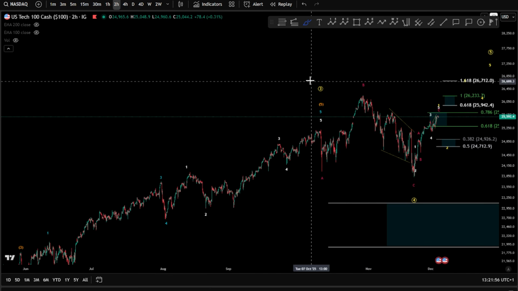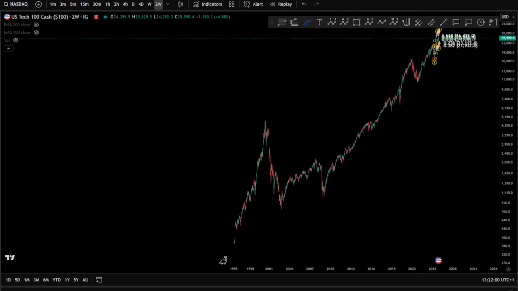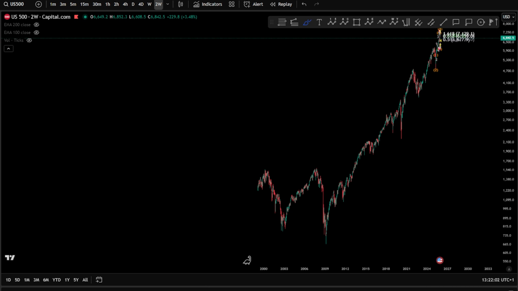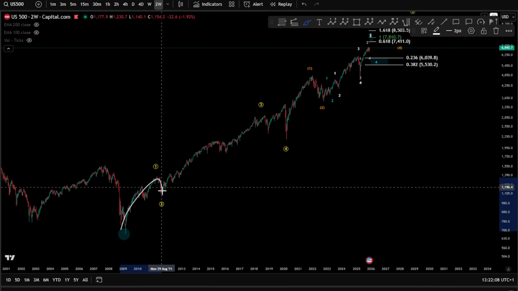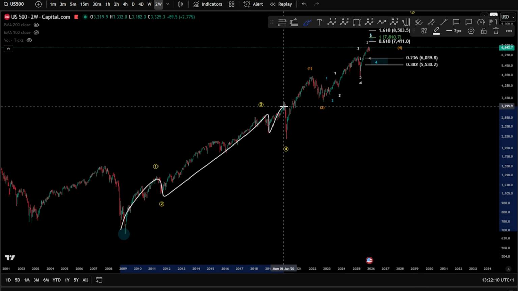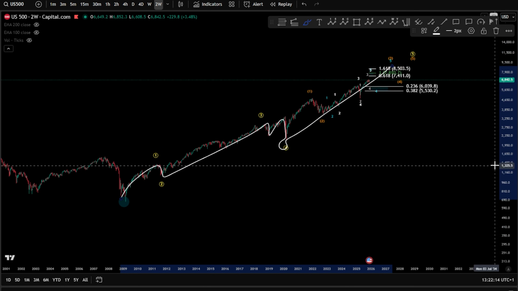And of course, let's watch what's going to happen if we go back to SPX here. So for SPX also on the all-time history, I'm looking also at this impulse as a wave 1, 2, 3, and then of course expanding flat wave 4. And wave 5 is still unfolding toward the upside.